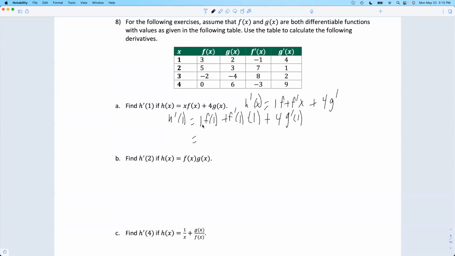F of 1 is 3. F prime at 1 is negative 1. And then 4 times g prime at 1, that's right there, another 4. So what do we get? We get 3 minus 1 plus 16. So I think that's 19 minus 1. Definitely check my arithmetic here, but I think we get 18.